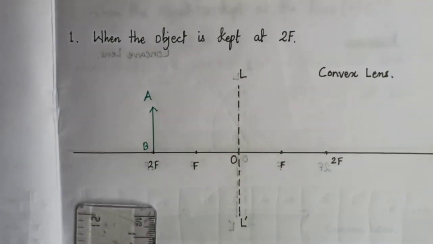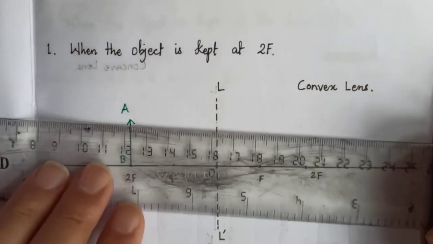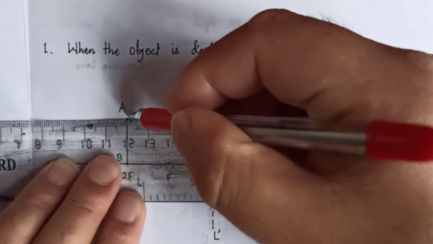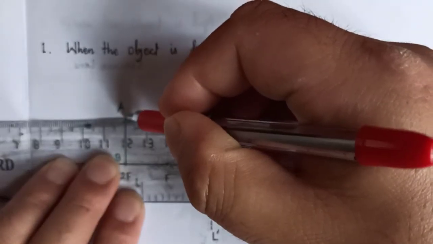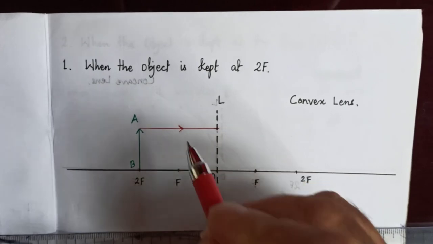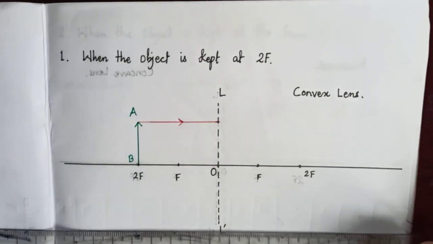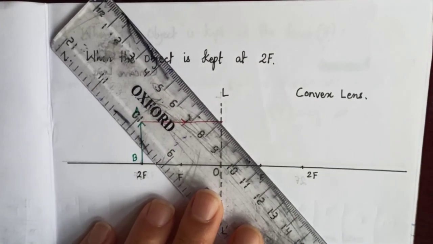Now the next step is, from the tip of the object, we take two incident rays. One ray is taken parallel to the principal axis, exactly parallel to the principal axis. This is one convenient ray. And this ray of light, after refraction from the convex lens, passes through the second focus of the convex lens.